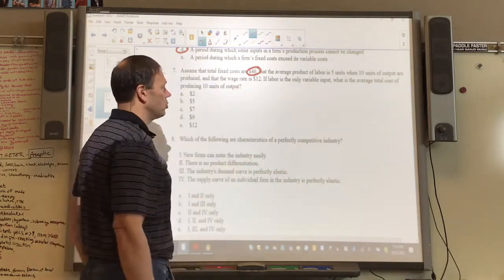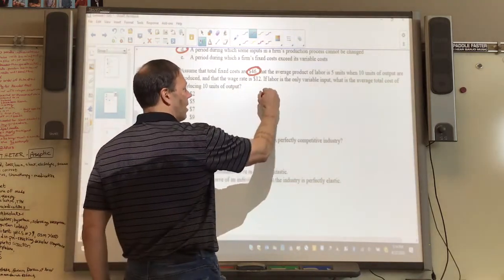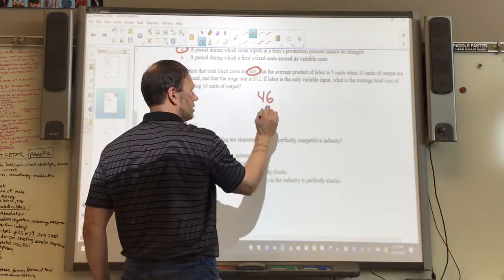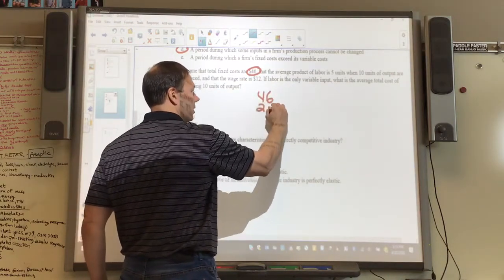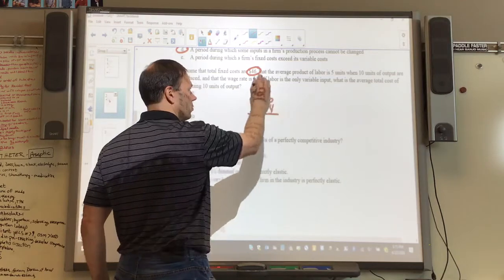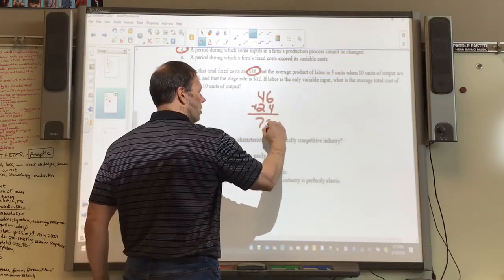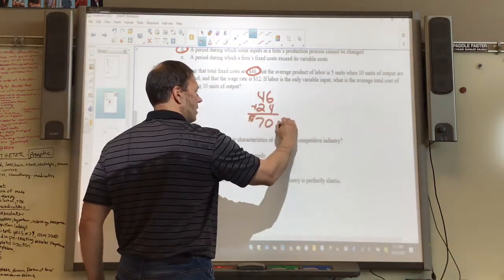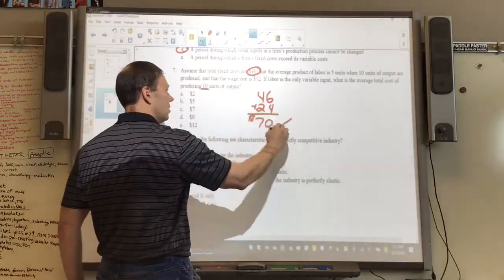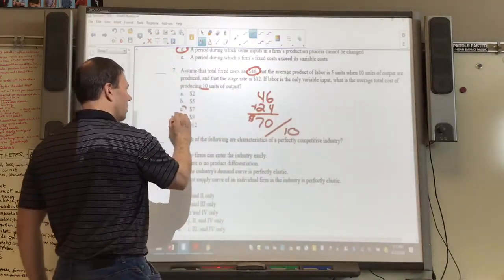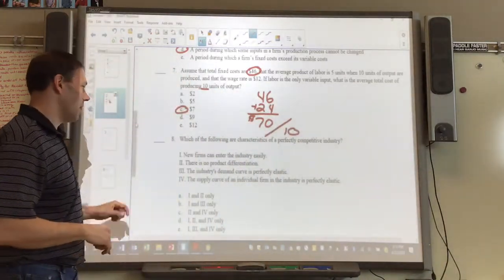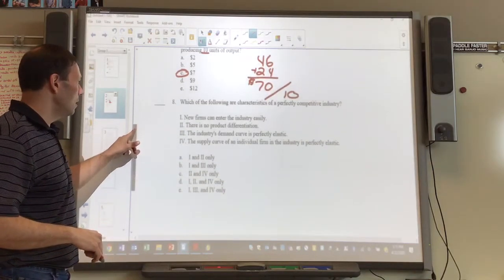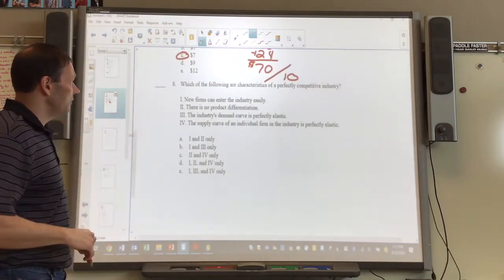If workers cost $12, you're paying $24 in labor. So 46 in fixed costs plus $24, the 2 workers at $12 each in variable cost. You are spending a total of $70. Divide that by the 10 units, and that'll equal your average total cost of $7. All right, so that's letter C for number 7.